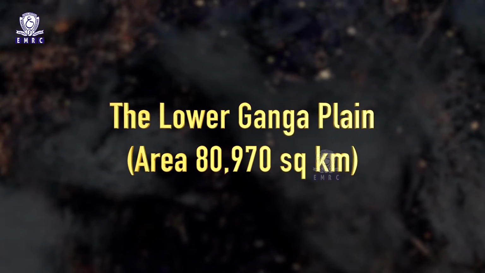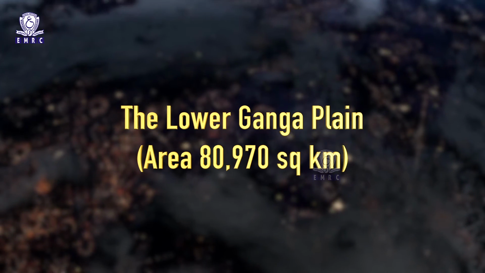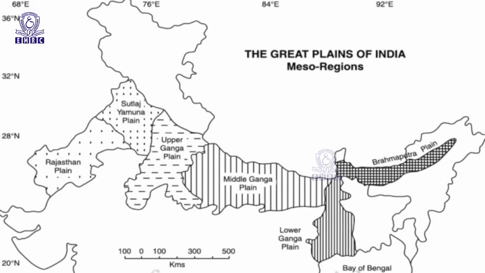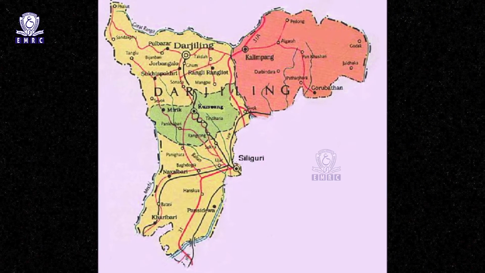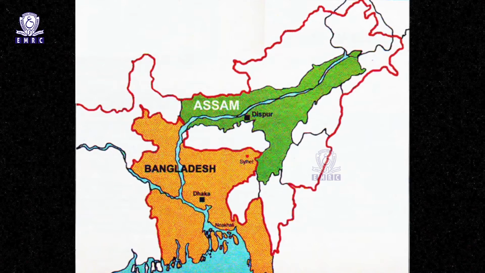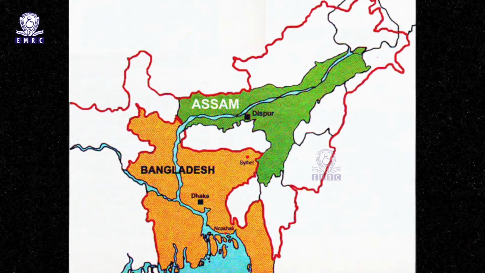Gandak and Kosi are the main left-hand tributaries, while Son is an important right-hand tributary of the Ganga in the Middle Ganga plain. The next feature is the Lower Ganga plain, an area of about 80,970 square kilometers. The Lower Ganga plain extends from Patna in the west, the foot of the Darjeeling Himalaya in the north, to the Bay of Bengal in the south.